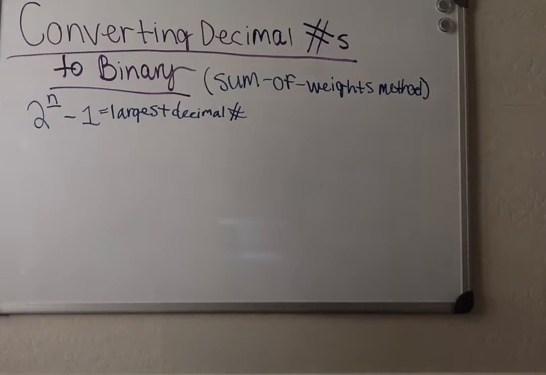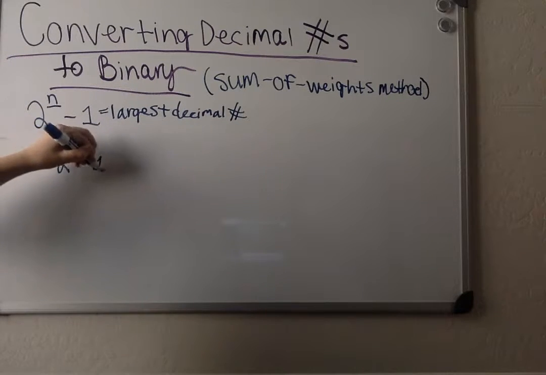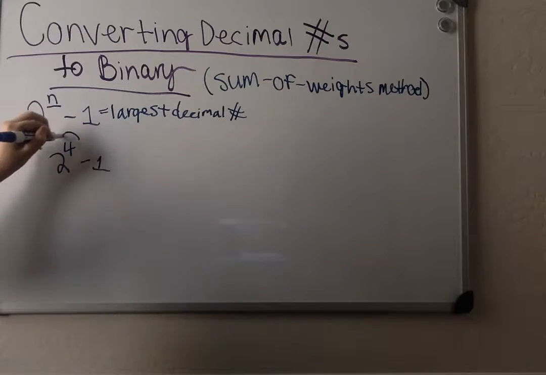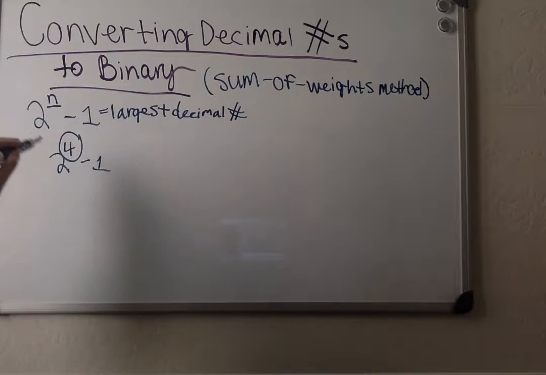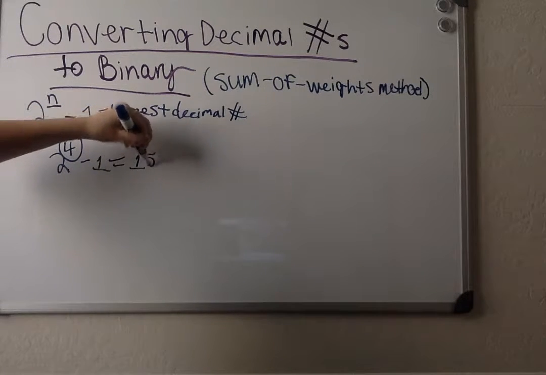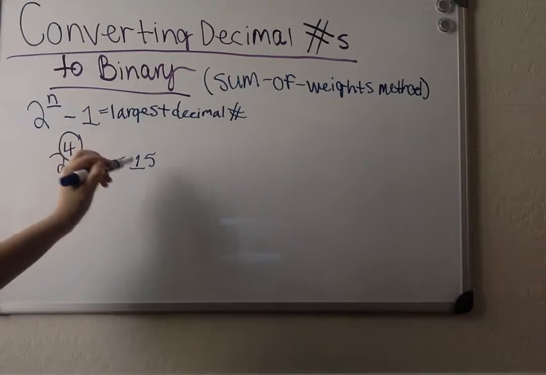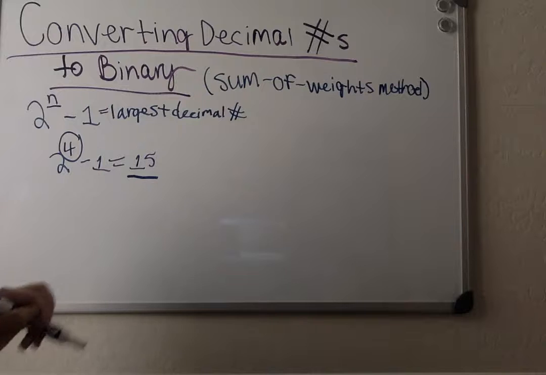So for instance, if we were to have 2 to the 4 minus 1, 4 would be the number of bits that you are using as a binary number to represent that number, and 2 to the 4 minus 1 is 15. So that means using 4 bits in binary, you can count up to the decimal number 15.